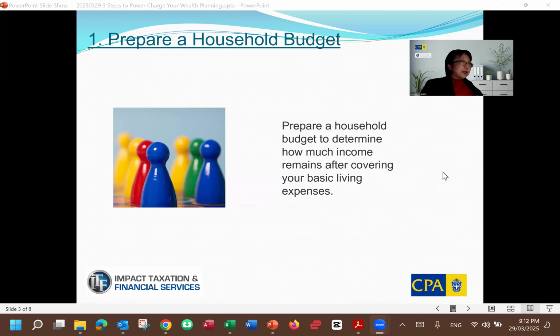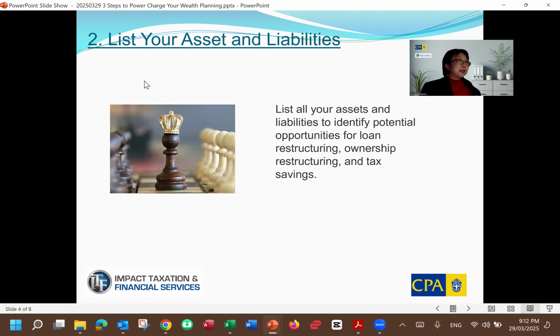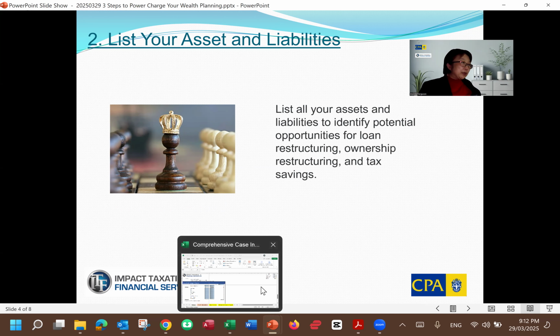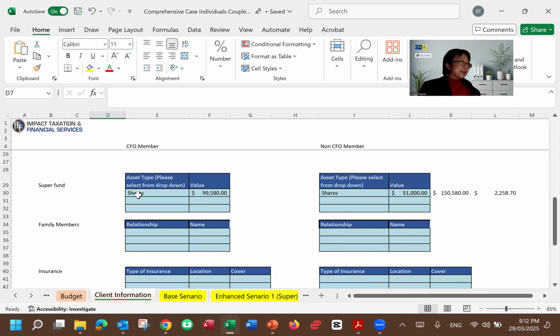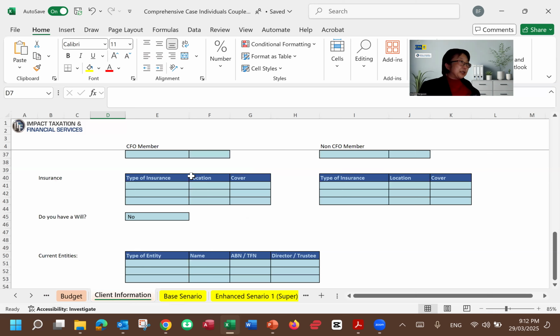The second step is list your assets and liabilities. So list all your assets and liabilities to identify potential opportunities for loan restructuring, ownership restructuring, and tax savings. So we also have a template for that. Basically we have different family members listing all their assets and liabilities here.